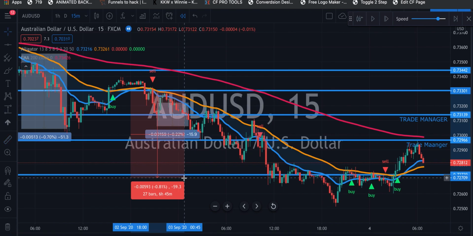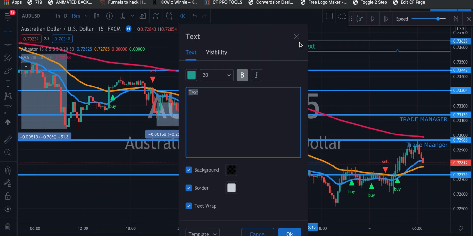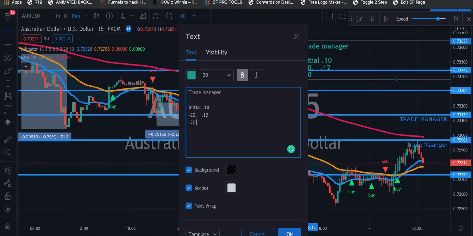60 pips, right? So let's calculate. Let me show you how trade manager works. Let's say our initial lot was, for example, 0.10. Every 20 pips, you can control how many pips. You can do negative 20 pips, negative 30, negative 50, negative 100, and you can mix it up. I said that every negative 20 pips, for example, open up another trade. So 0.12. Negative 20 pips again, 0.14. Negative 20 pips again, 0.16. That's what it would have done. So it went 60 pips in the wrong direction.